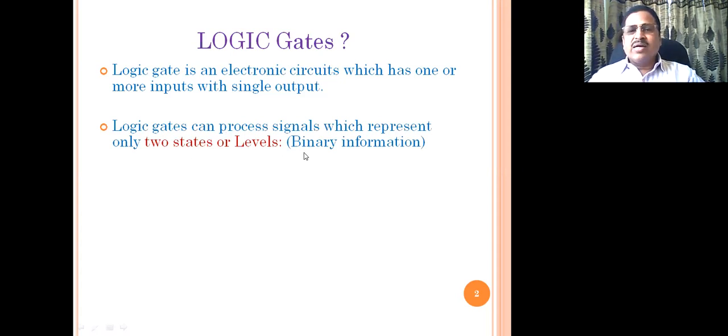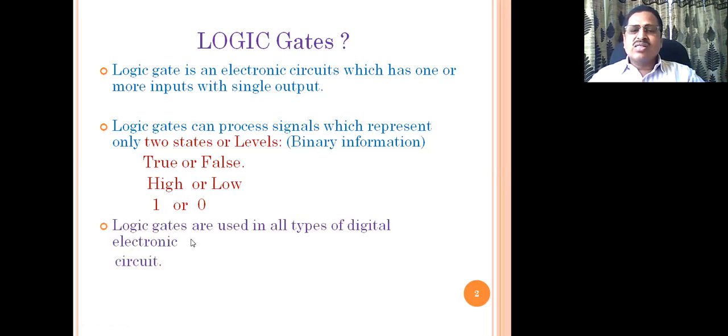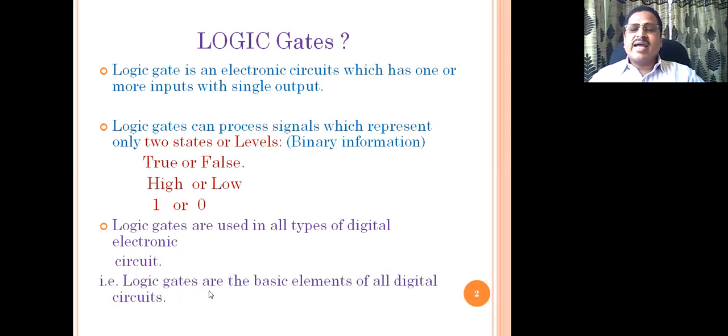Those two states or two levels which represent the input and output processed by these logic gates are called binary information. That means logic gates can process signals in the form of two states only, which we can call true or false, high or low, or logic 1 or logic 0. 1 stands for high, 0 stands for logic low. Now, logic gates are used in every digital electronic circuit. In all types of digital circuits, you'll find the use of logic gates. That means logic gates are the basic elements of all digital electronic circuits.